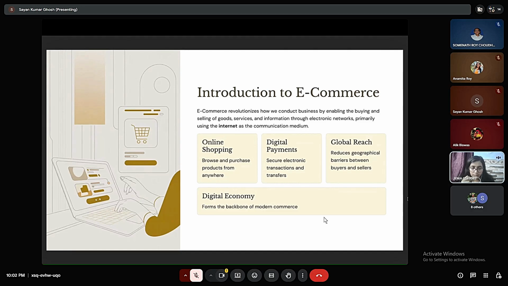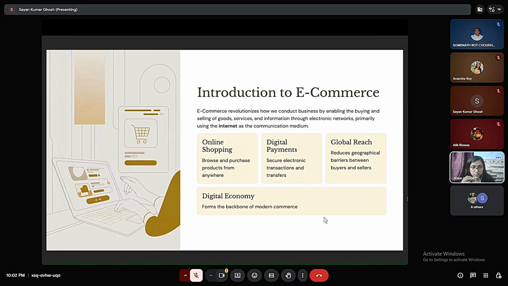Digital payments is another thing that we can access anytime. We have UPI payments as well as banking payments, which secure electronic transactions and payment transfers. Next is global reach. So it reduces geographic barriers between buyers and sellers. So if I am purchasing or selling something from a website of another country, I can do so anytime and anywhere. And also, if I launch my own website, some other person from some other country can also buy and sell goods from that website. Last is digital economy. So e-commerce forms the backbone of modern electronic commerce.